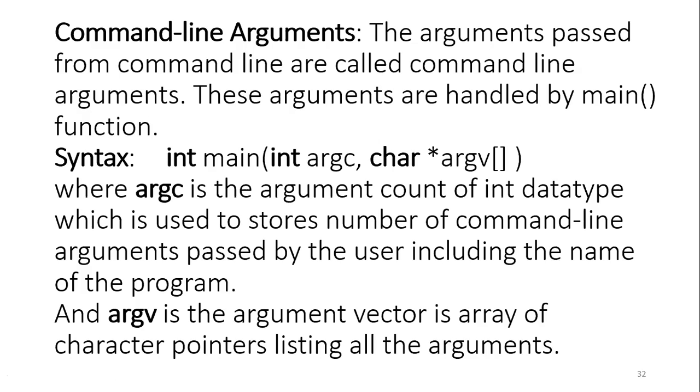Command line arguments. The arguments passed from the command line are called the command line arguments. These arguments are handled by the main function. As we already know, we can pass parameters to a function. The function can contain arguments. Similarly, the main function can also contain arguments. The arguments to the main function are passed using the command line. Now we shall see the syntax of the main function.